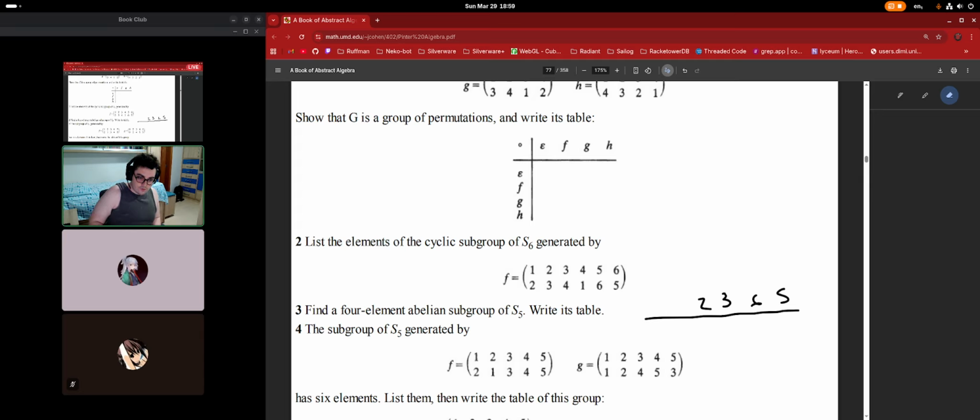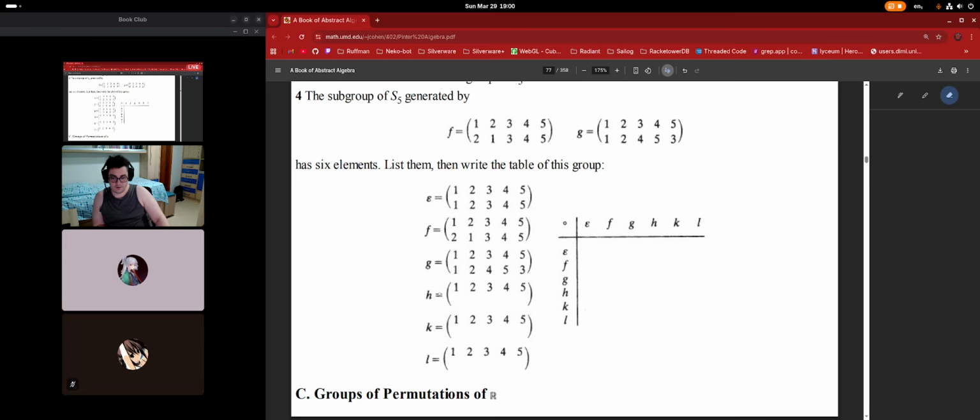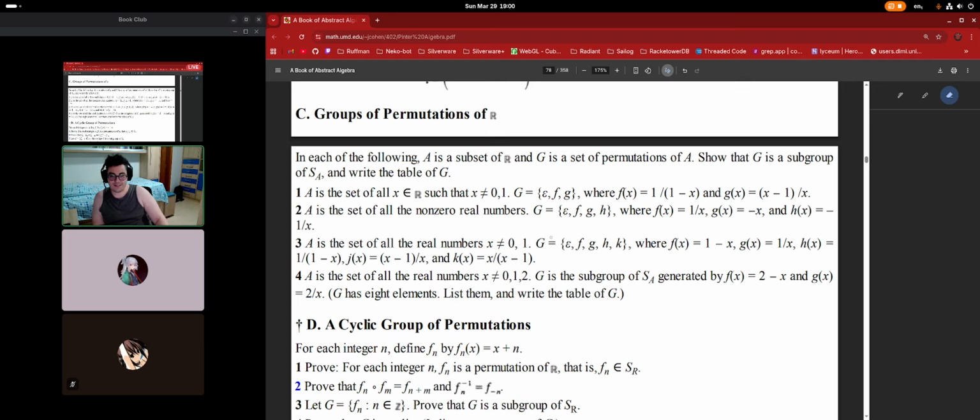Okay, educational. So I think we can skip now because, well, find a four-element abelian group of S5, write this table. You're going to basically be doing the same thing. I just want to demonstrate, first of all, to check if I understand how to do it, and second, just for demonstration purposes. The subgroup of S5 generated by blah blah blah has 6 elements. List them. Then write the table of this group. Very manual labor stuff. Okay, so exercise C.